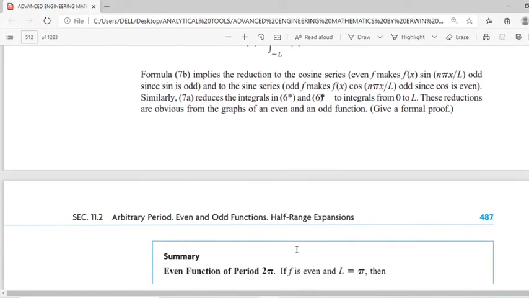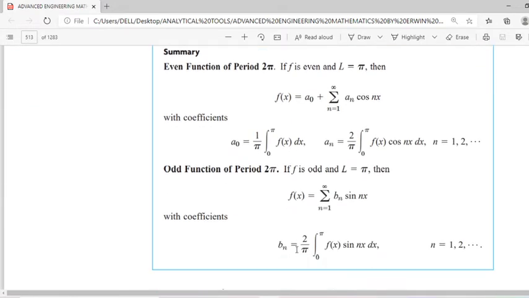Okay, that's enough. You can go to the summary. For an even function with the period 2 pi, f of x equals a0 plus summation n from 1 to infinity an cos nx, with the coefficients a0 equal to 1 by pi into integral 0 to pi of f of x dx, and an equal to 2 by pi integral 0 to pi f of x cos nx dx.